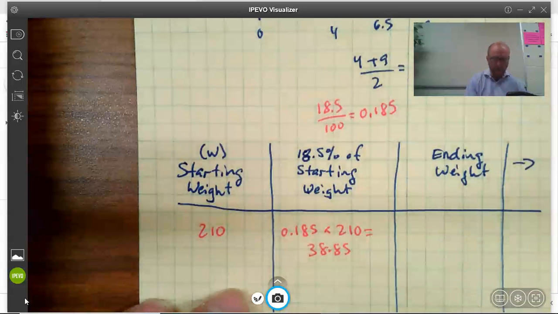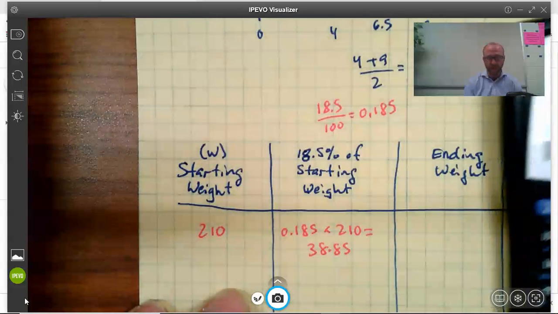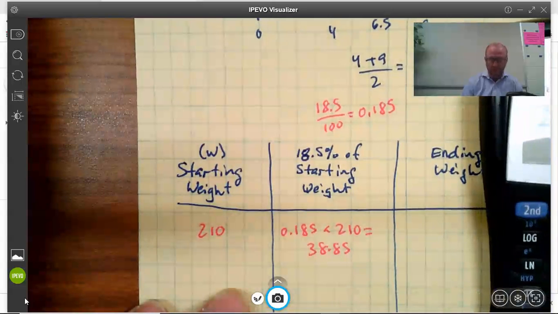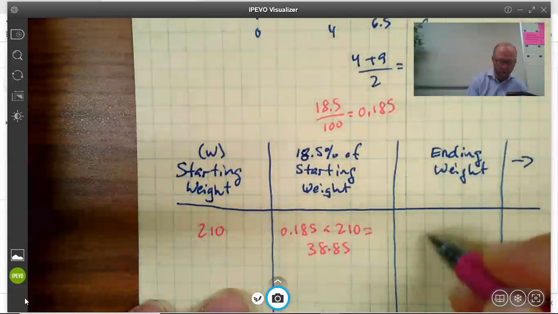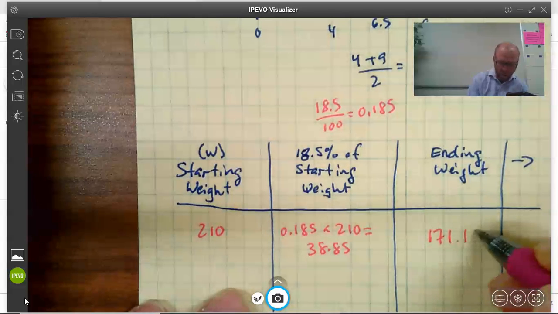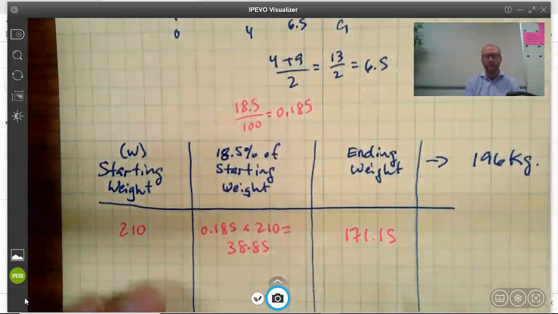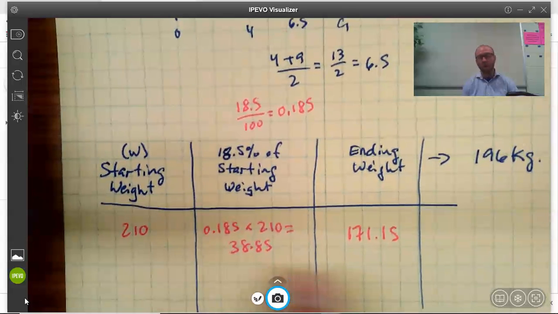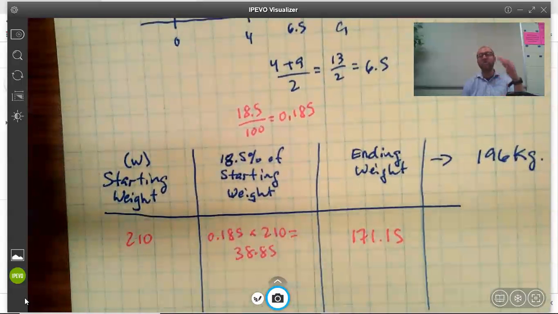38.85. I misspoke. That's not our ending weight. That's what we lost. So then I have to take 210 minus 38.85, which gives us 171.15. We wanted 196, so that's not going to work. It should make sense that if we started out with 210, lost some weight, and ended up with 171, but we wanted 196, we should start with more.